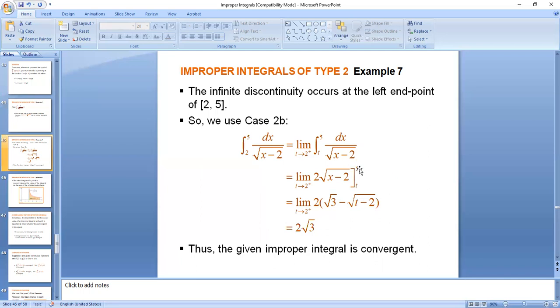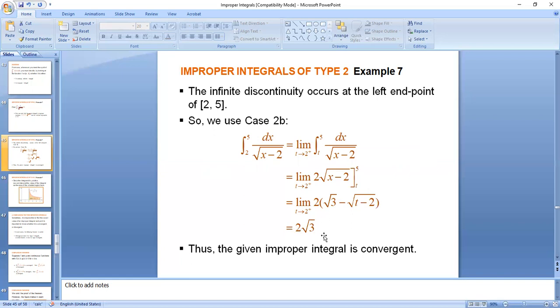If you substitute 5 for the x, you will have 5 minus 2, that will be square root of 3. And if it's the t, you will have the square root of t minus 2. This answer for this integral will be evaluated in terms of the limit as t approaches 2 from the right. So if you place 2 here, you will have square root of 0. So square root of 2 minus 2 is 0. So your answer would just be 2 square root of 3.